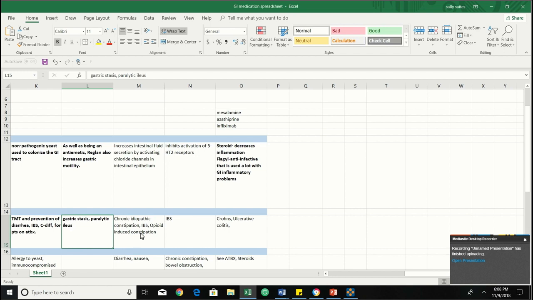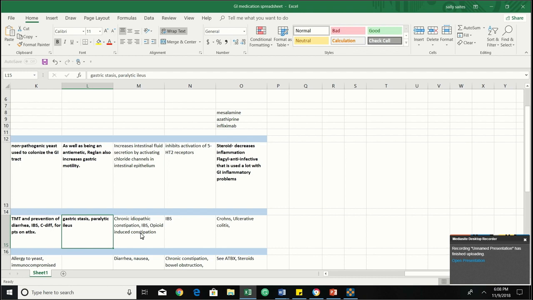Remember, it's not such a problem here because they are NPO. They don't have anything in their stomach. They're hooked up to an NG tube to suction probably. And so with that combination of hooking up the suction to get rid of any extra juices, and then also giving them this gastric motility medication, it can help rejuvenate that motility and get rid of the paralytic ileus.